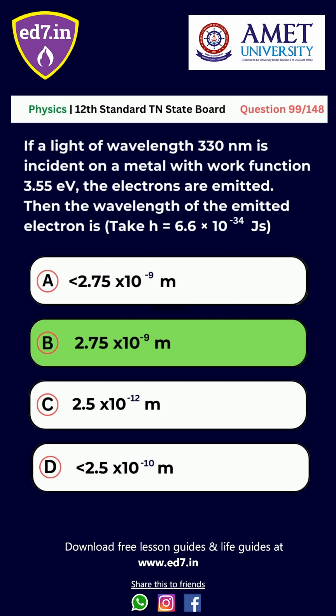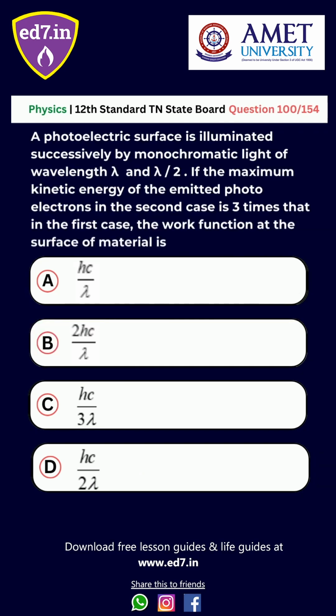Question number 100. A photoelectric surface is illuminated successively by monochromatic light of wavelength lambda and lambda by 2. If the maximum kinetic energy of the emitted photoelectrons in the second case is 3 times that in the first case, the work function at the surface of the material is: option A, hc by lambda; B, 2 hc by lambda; C, hc by 3 lambda; D, hc by 2 lambda.